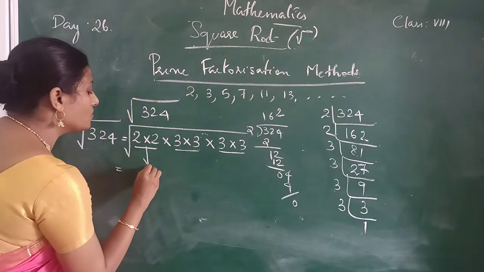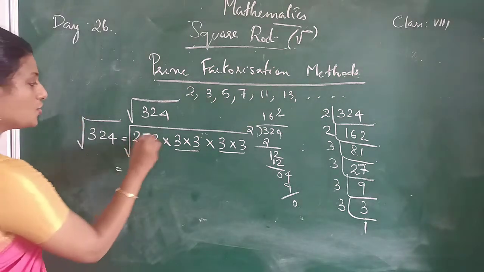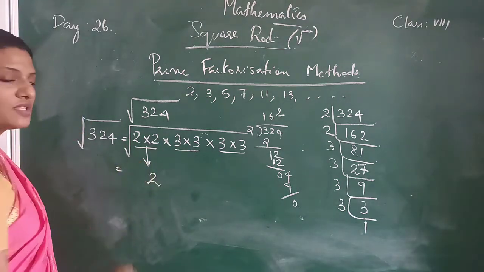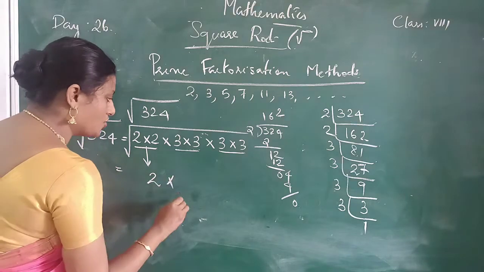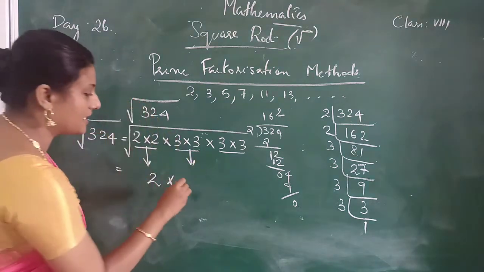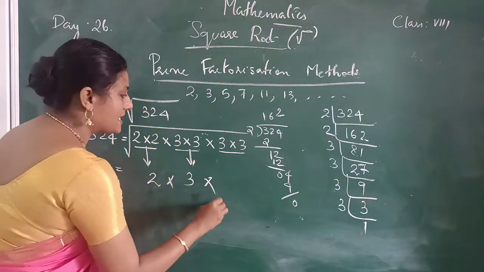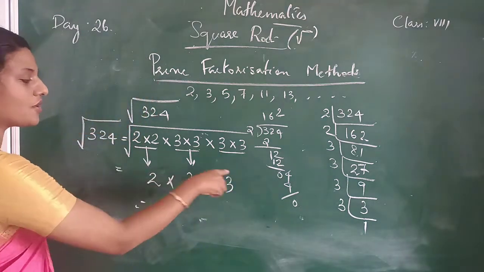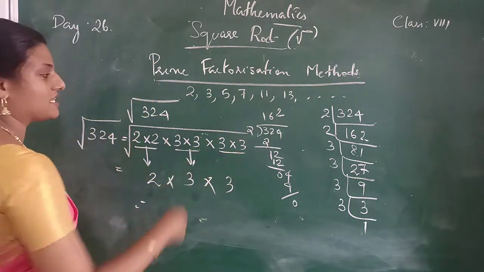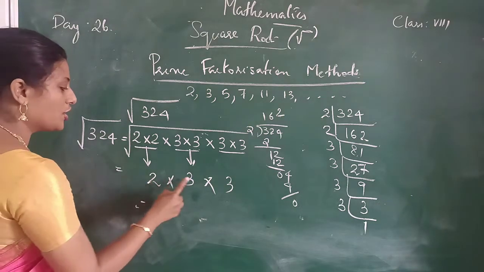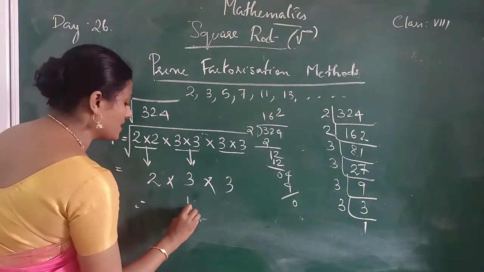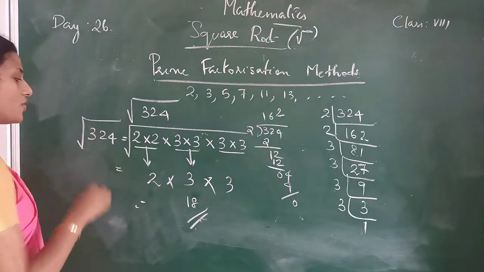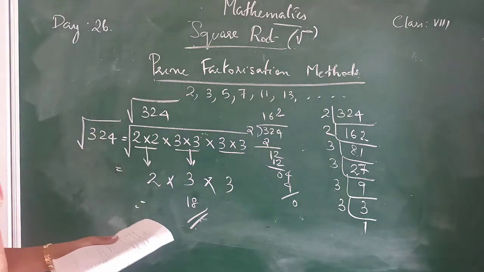Next, bring one number out. 2 into 2 becomes 2 on the other side. Then 3 into 3 becomes 3 and 3 into 3 becomes 3. Take out 3 only. Don't use the square root symbol. Only one step is enough. So 2 into 3 is 6. 6 into 3 is what? 18. So the square root of 324 is 18.